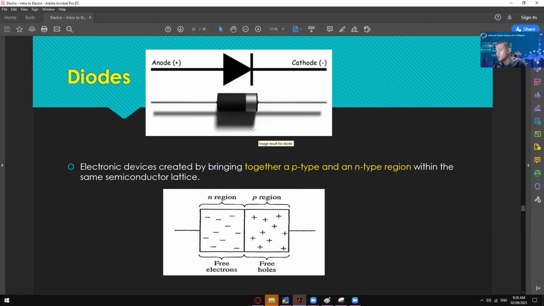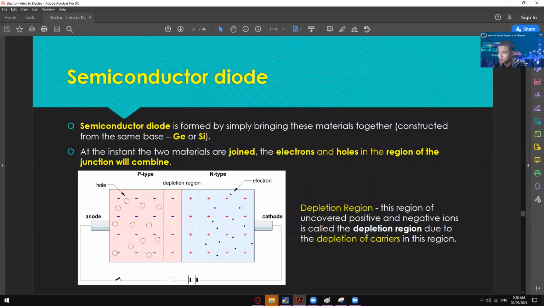Most likely it only has two parts, right? The p-type and then the n-type. But in a diode we have one more part, which is called the depletion region. Where can you find that depletion region? It's on the middle part of your p-type and n-type. Again, when you see the p region, that's where the holes can be found, and the n region is where electrons can be found.